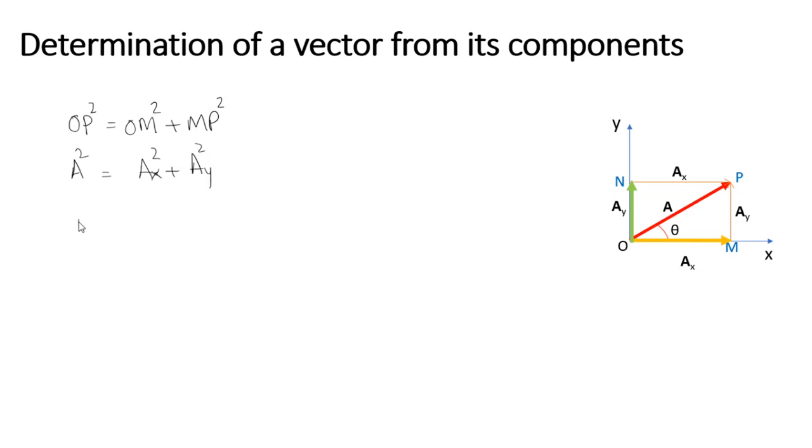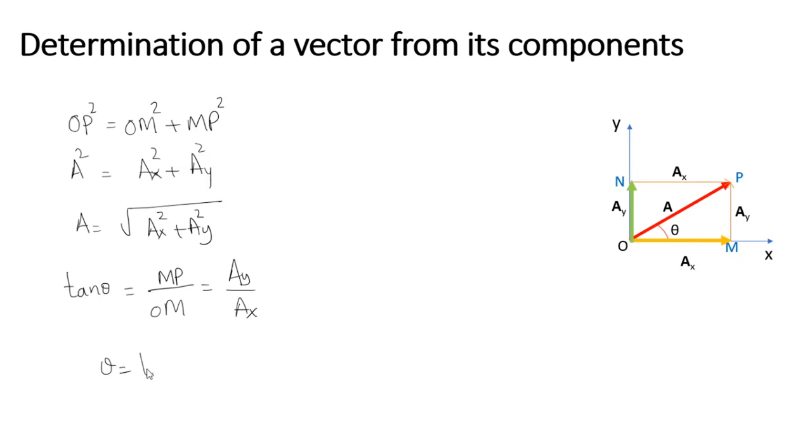Or I can write A equals the square root of ax square plus ay square. And using the definition of tangent theta, I can write perpendicular over base, which is ay over ax, and theta will be again tangent inverse of ay over ax. So this will give us the direction.